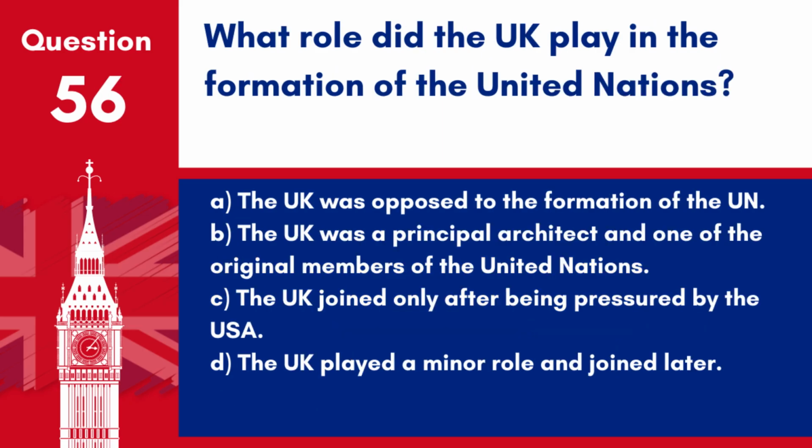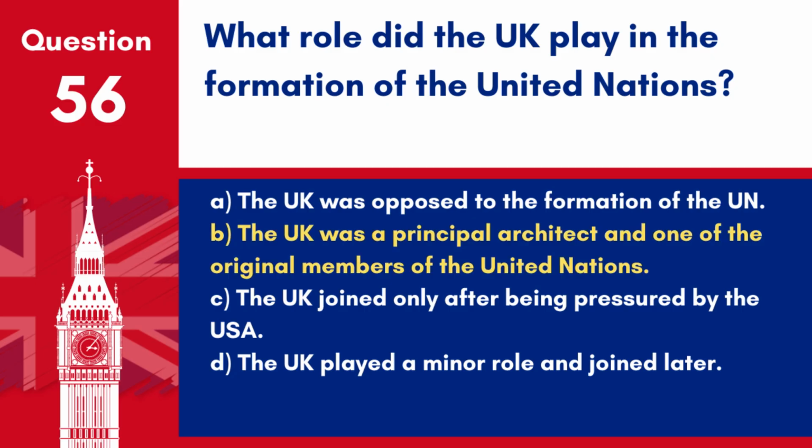Question 56. What role did the UK play in the formation of the United Nations? A. The UK was opposed to the formation of the UN. B. The UK was a principal architect and one of the original members of the United Nations. C. The UK joined only after being pressured by the USA. D. The UK played a minor role and joined later.